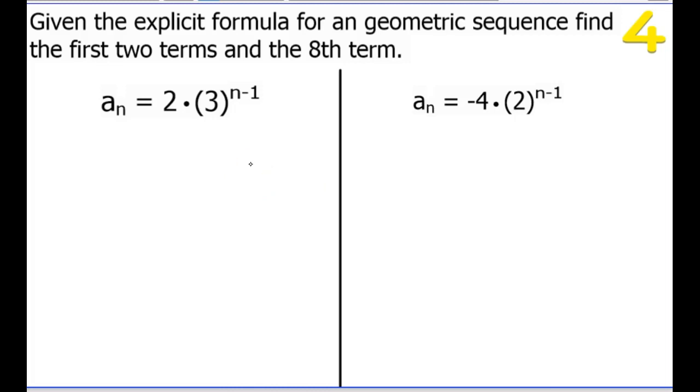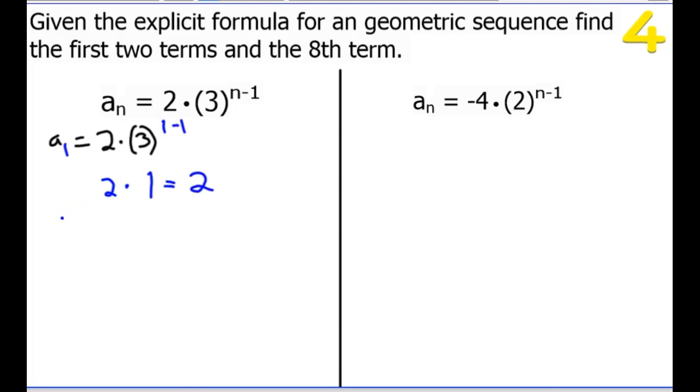Alright, now we are going to again find our first 2 terms and then our 8th term. So we're going to have a sub 1 to give us our first term. So that's going to equal 2 times 3, and then a 1 minus 1 up here. So 1 minus 1 is 0. Anything to the 0 power is 1. So we're going to have 2 times 1, which equals 2. Our first term is 2.